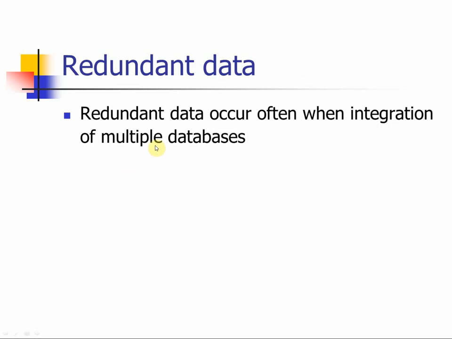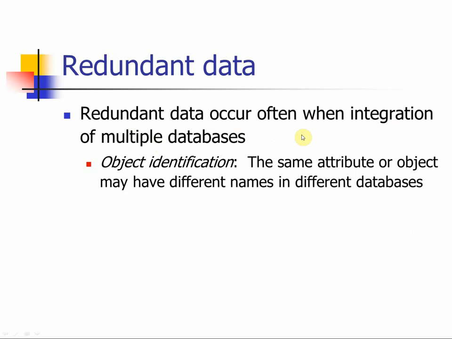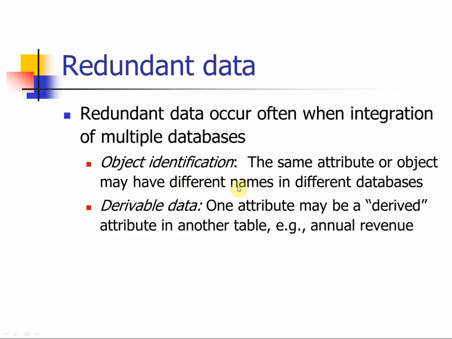Redundant data also needs to be removed. Redundant data occurs often in the integration of multiple databases, so we can use object identification. The same attributes or objects may have different names in different databases, and we need to identify those. We can also remove some derivable data, such as age and birthday, where you can derive one from the other. Those are also attributes that we want to remove.